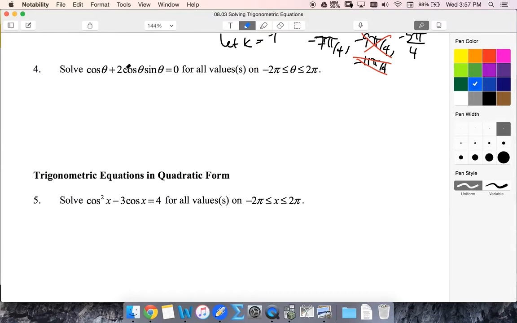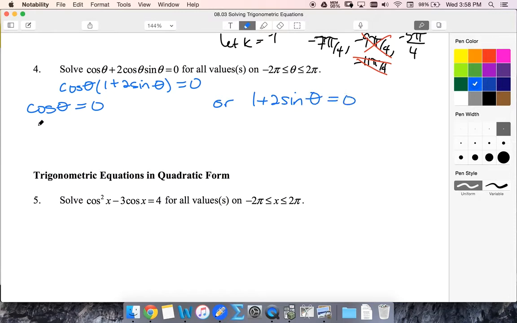So instead, I see cosine, cosine, and I think factor. So cosine theta times 1 plus 2 sine theta equals 0. I'm also thinking of factoring because it's equal to 0. I know what to do when I have two factors equal to 0. And the other reason I'm trying to solve this algebraically is because I look at this and I have no idea, well, that's not true. I have an idea how to graph it, but I don't want to graph it. However, now I can split this into two equations, cos theta equals 0, or 1 plus 2 sine theta equals 0, and these I know how to graph or solve algebraically.